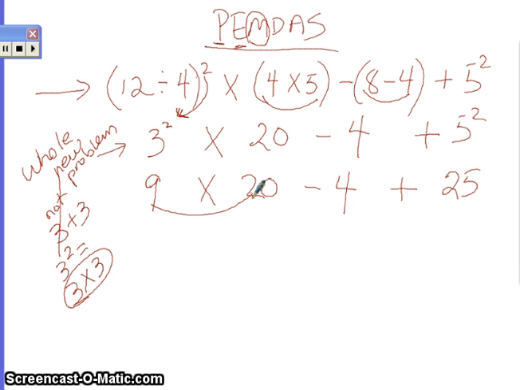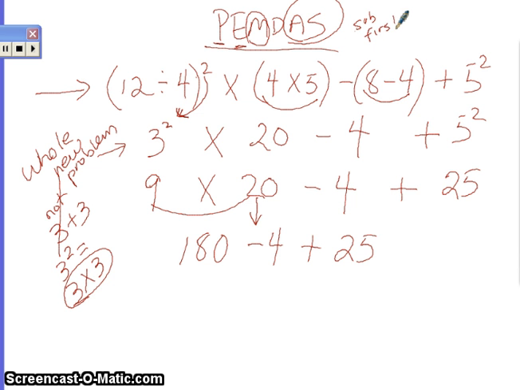Then we move up and we see that, okay, we have multiplication, and that comes first, left to right. So we do our 9 times 20, which is 180, minus 4 plus 25, bringing everything down. If you notice here, what's coming first in the problem? Well, it's subtraction first. So we have to be really careful. Remember that rule, addition or subtraction, whichever comes first from left to right. So we would do the 180 minus 4, which is the 176.